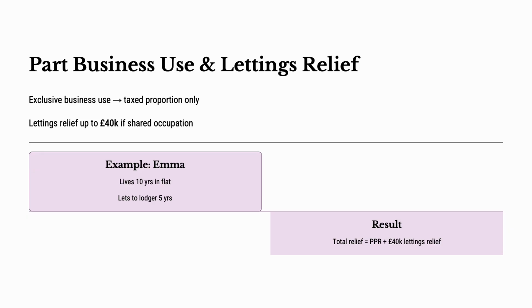But there is also letting relief. If you let out part or all of your property while you also live in it, like having a lodger, you can claim letting relief of up to £40,000.